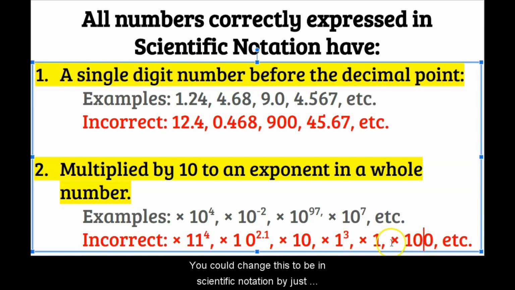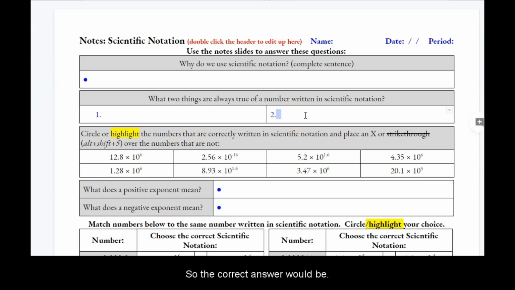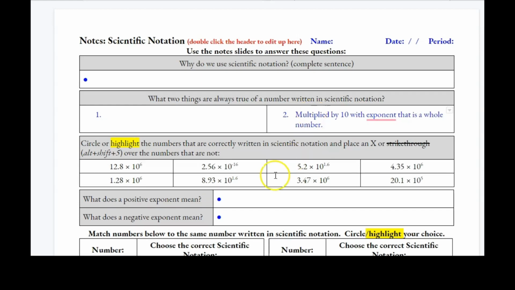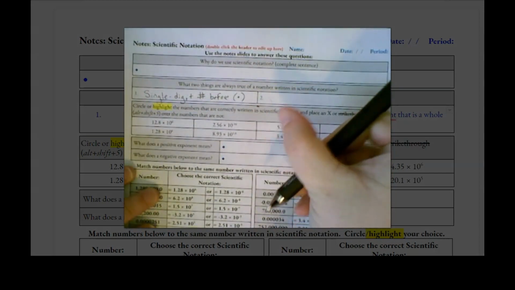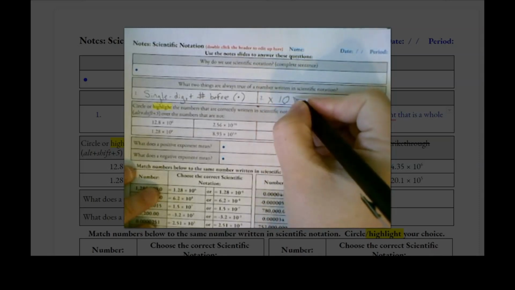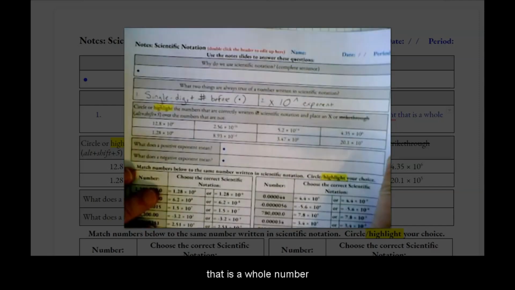You could change this to be in scientific notation by just changing it to 10 to the 2, or 10 with exponent 2, but these are not written correctly in scientific format. And so the correct answer would be multiplied by 10 with an exponent that is a whole number. And again, you could also write it here, times 10 with an exponent that is a whole number.